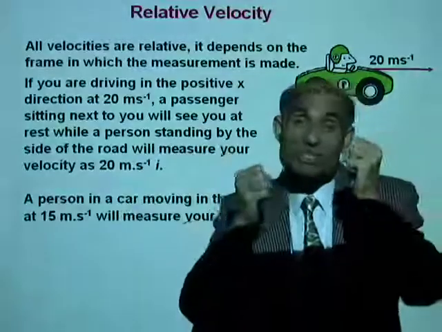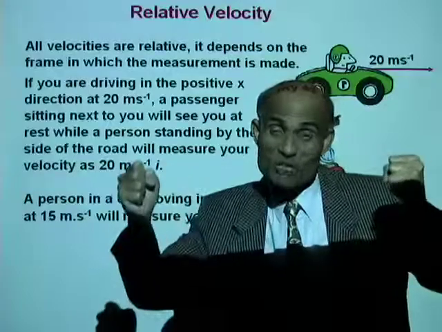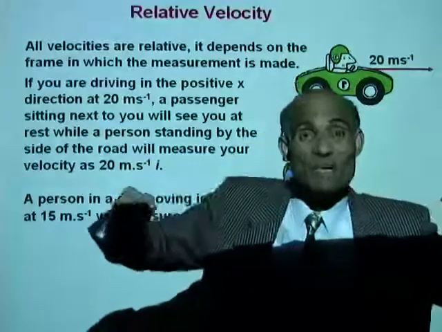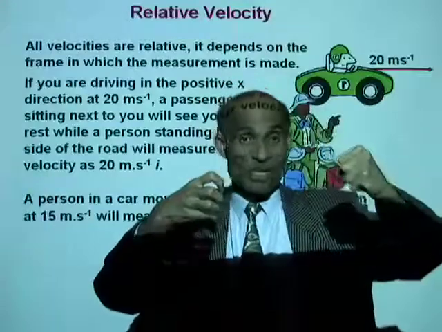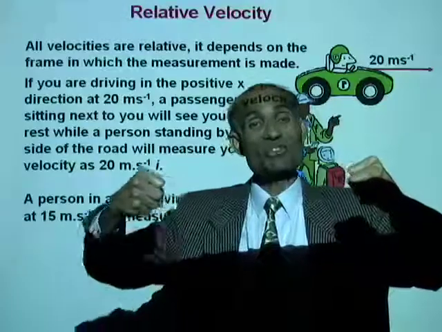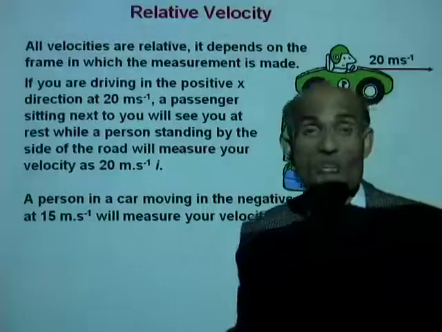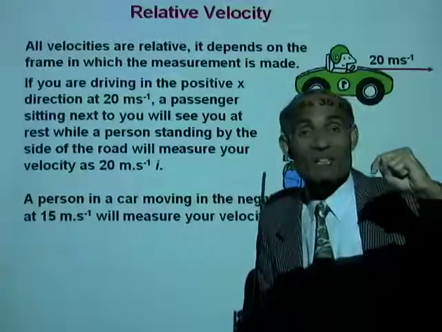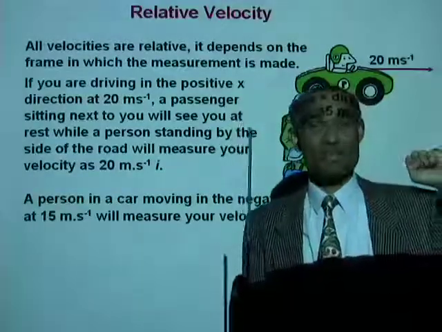In fact, the distance between your car and his car is changing at the rate of 20 plus 15, 35 meters per second every second. And that is why we say the person in that car will measure your velocity as 35 meters per second i. Now that means when that person measures your velocity, that is measured relative to his frame of reference. Is that right?